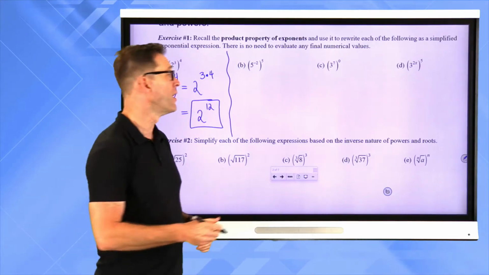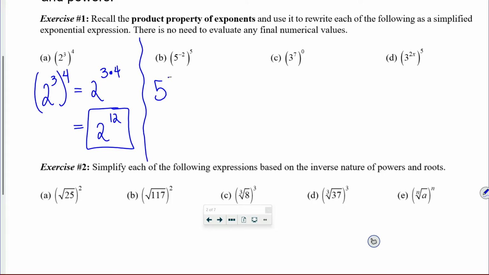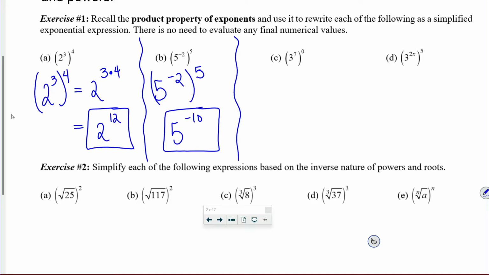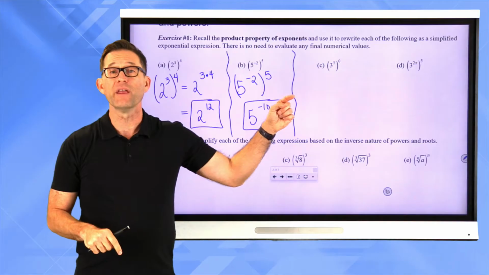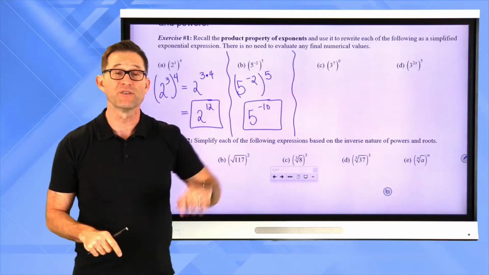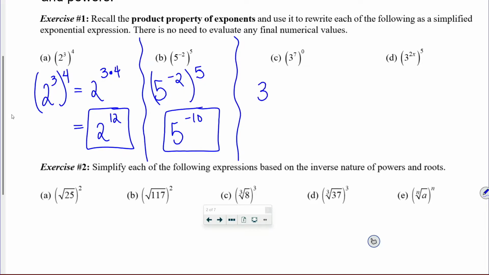All right, simple enough, right? If we have 5 to the minus 2 raised to the fifth, that's got to be 5 to the negative 10th, right? Negative 2 times 5 gives us negative 10. If we have 3 to the 7th raised to the 0 power, that must be 3 to the 7 times 0, which must be 3 to the 0.